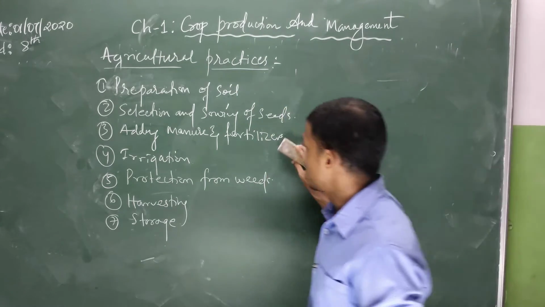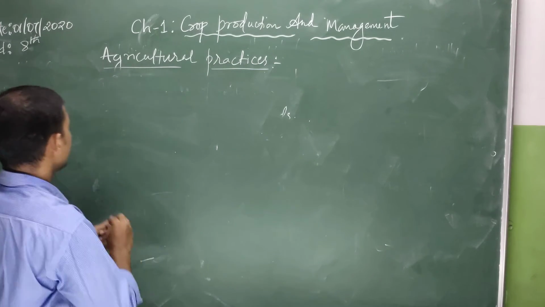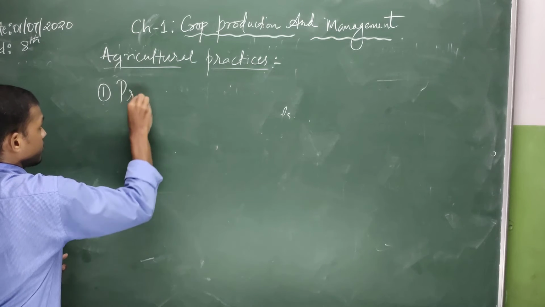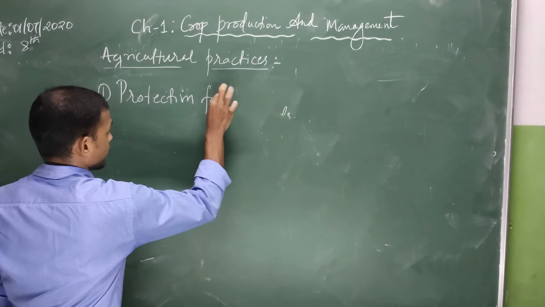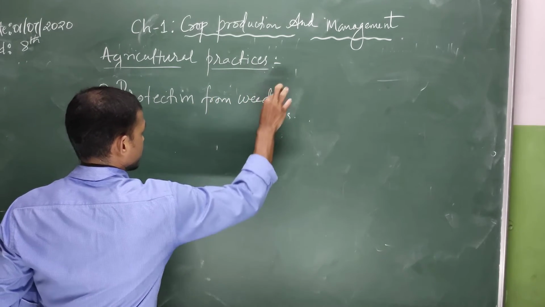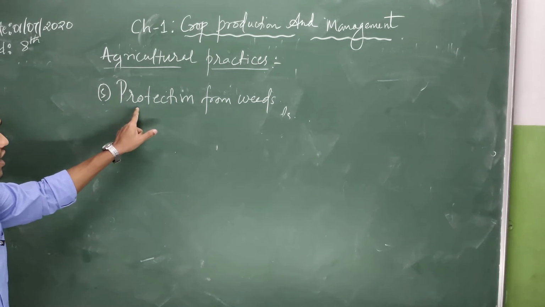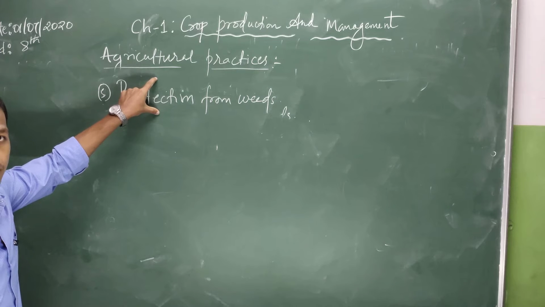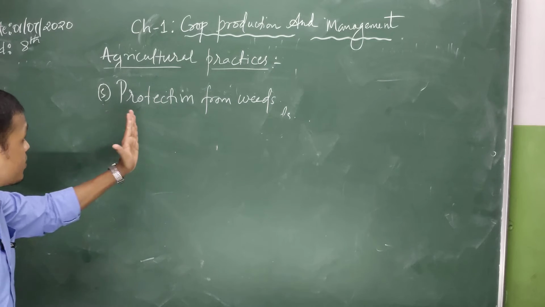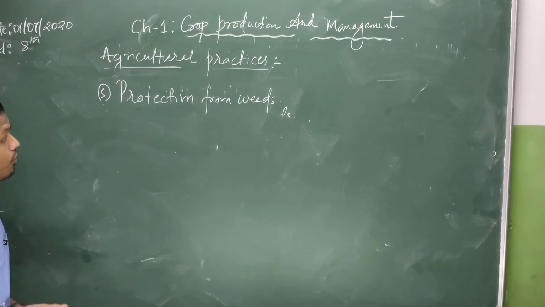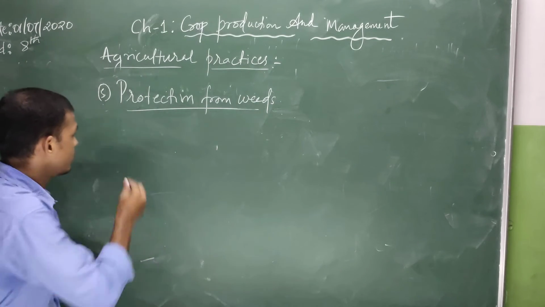So now we will study protection from weeds. Fifth point. These are the methods practiced by the farmers and involved in agriculture practices. What is protection from weeds? First of all, we need to know what weeds are. What is a weed? Definition of weed.